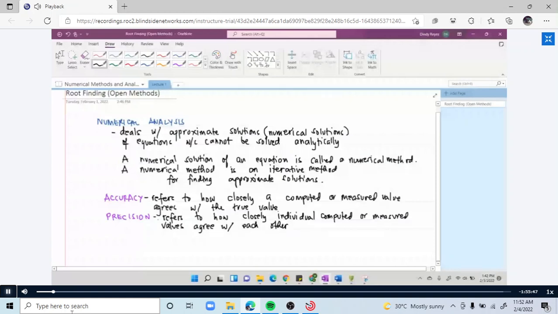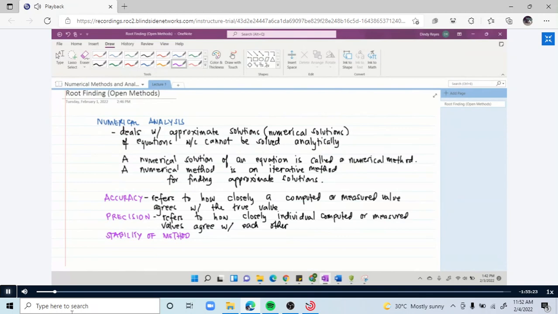Okay. In our solutions here, it's very important to note the stability of your method. Okay, stability of method. Because you have to make sure that your solution will guarantee that it will converge to the root of the equation. Otherwise, you're wasting your time, di ba? So if the method does not guarantee that it will converge the solution to the root, then wala mangyayari dun sa solution mo, magpapaikot-ikot ka lang, no?